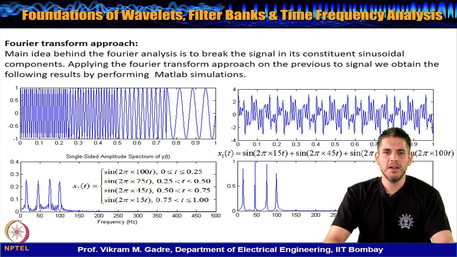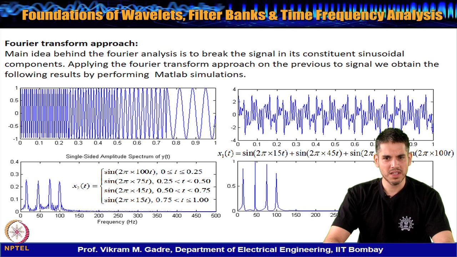The main idea behind the Fourier analysis is to break the underlying signal into its constituent sinusoidal components. So if we go ahead and apply the Fourier analysis algorithm, which is readily inbuilt in MATLAB, we obtain the following two results. As we can see, on the left hand side you can see the signal x2(t), and on the right hand side you can see the signal x1(t).